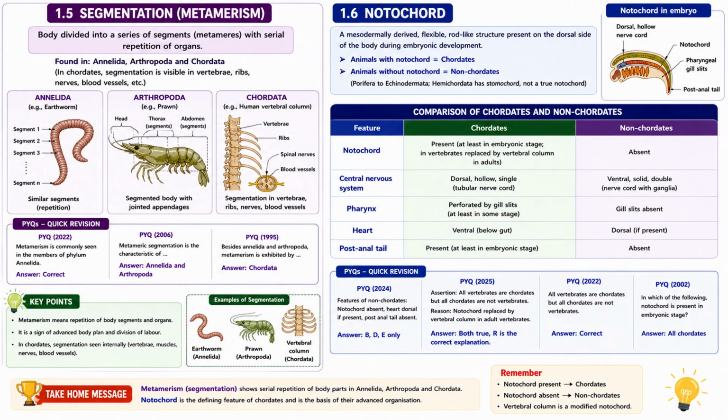Take home message here is: metamerism or segmentation shows serial repetition of the body parts in Annelida, Arthropoda and Chordata. Notochord is the defining feature of the chordates and is the basis of their advanced organization. Notochord is present in chordates and absent in non-chordates, and the vertebral column is actually a modified notochord.